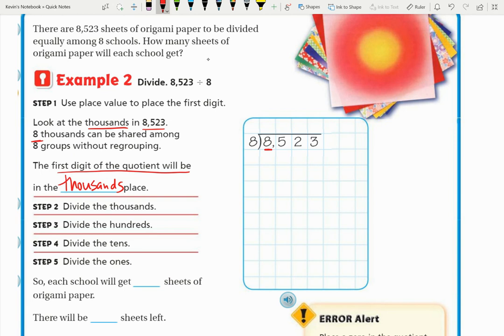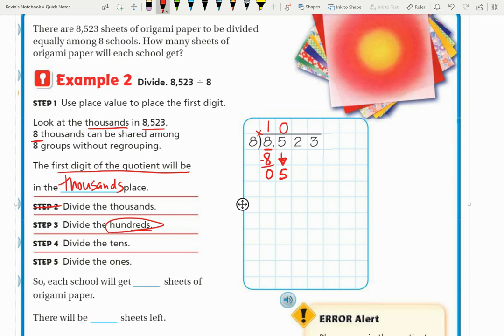So step 2, divide by the thousands. We know 8 divided by 8 is 1. Then multiply. 8 times 1 is 8. Subtract, 0. And then your next step is bring down the 5. Okay. And then this next step is to divide into the hundreds place. So we've already done step 2. Now we're going to divide into the hundreds place, step 3. So we're basically doing 5 divided by 8. We know we can't divide 5 candy bars among 8 people, so that's going to be 0. So that is one of those things: when this number down here is smaller than your divisor, it will be a 0.